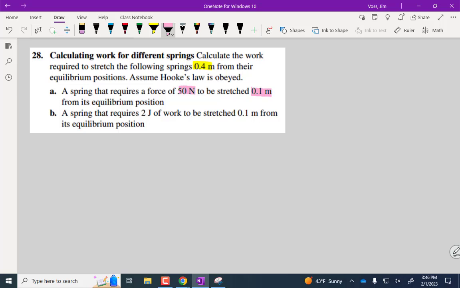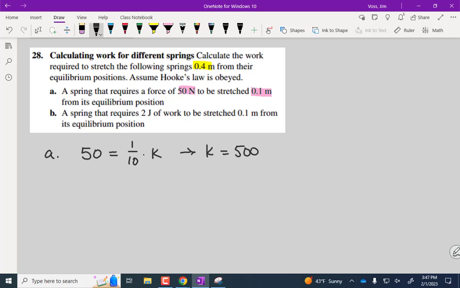So it's very similar to the last one. For part A, let's go with that one first. They tell us that the force is 50 newtons, and that's going to stretch it 1/10 of a meter. And so pretty quickly, we can see that the K value for this spring is 500. And then we just want the work done to stretch it 0.4. I highlighted it for a reason.